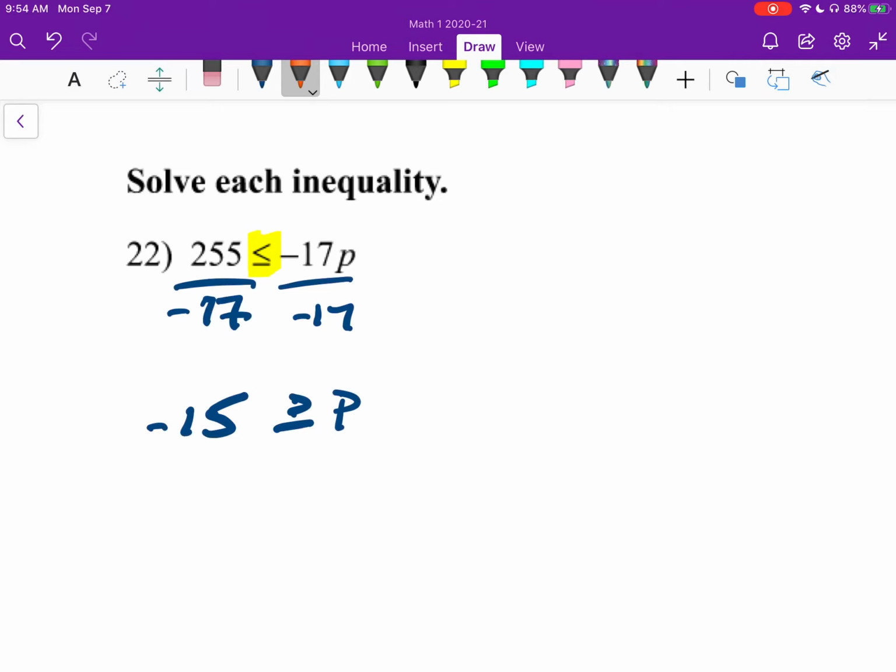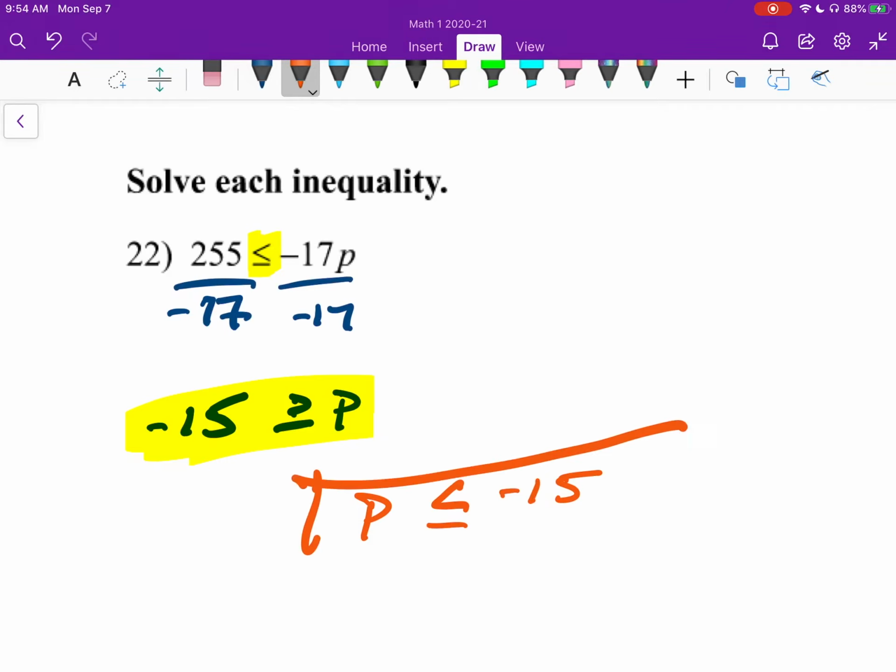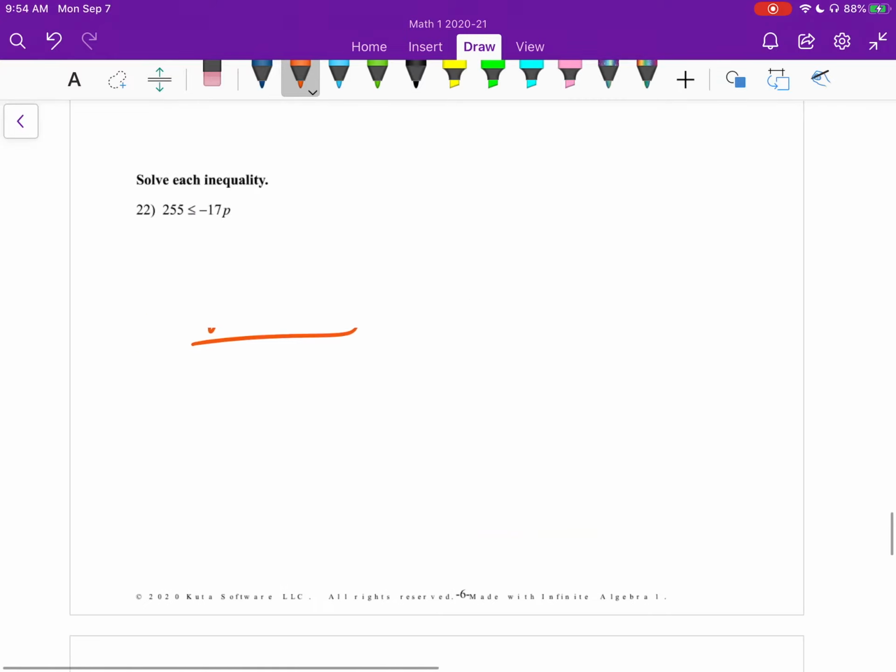Sometimes the book will end up always putting the p or the variable on the left side. So if you do need to rewrite this to where the p is on the left and the negative 15 is over here, just make sure the alligator is still eating the same number. So over here, the alligator is eating the 15, right? Right here, the alligator is eating the 15. Over here, it has to eat the 15 also, so it's going to have to be like that. Okay? You could also think of it as it's pointing towards the p in both spots. Either way, however you want to think about it.